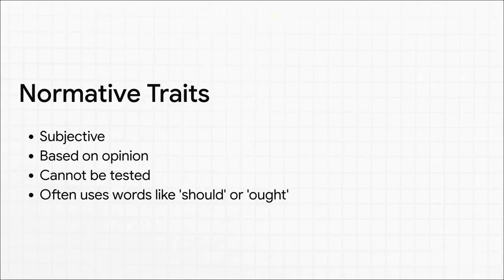The traits here are pretty much the mirror image of what we just saw. These statements are subjective. They're opinions. You can't test them with data. And the real giveaway is often the language itself. Keep an ear out for words like should or ought. They're like a big flashing sign that you've just entered the world of value judgments.